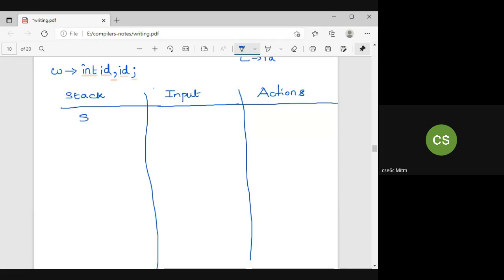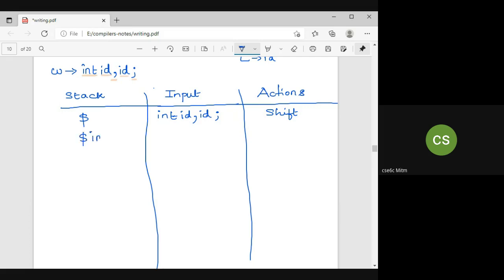Stack initially will always have the bottom of the stack marker. Input will have everything: string int id, comma id, and then semicolon. And we have to decide the action. The very first action will always be the shift action, because nothing is there in the stack. We can't match anything. So first is shift.